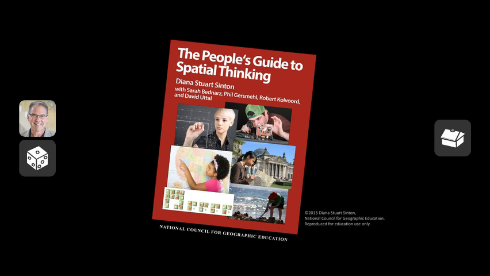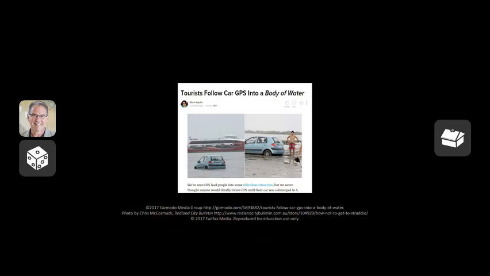In this delightful book, Diana Sinton and friends point out both the pervasiveness and the importance of spatial thinking. They point out that GIS has the potential to extend our spatial thinking abilities by visualizing patterns, measuring distances, calculating dimensions, and analyzing spatial patterns and relationships. Diana and friends are also quick to caution that GIS use doesn't automatically make people better spatial thinkers.